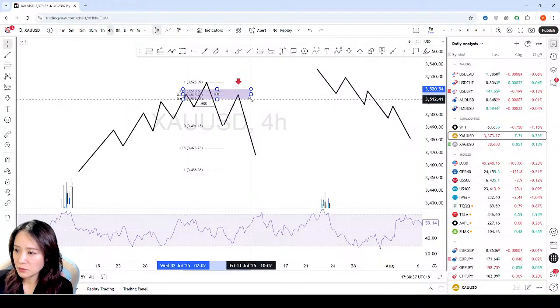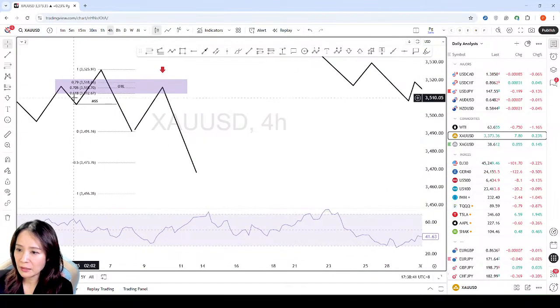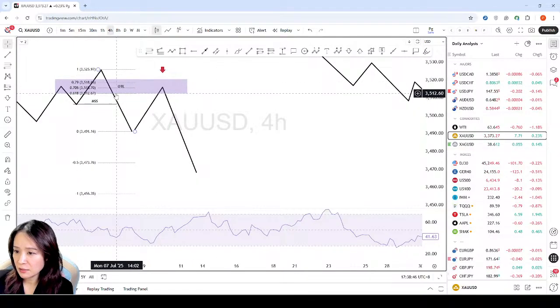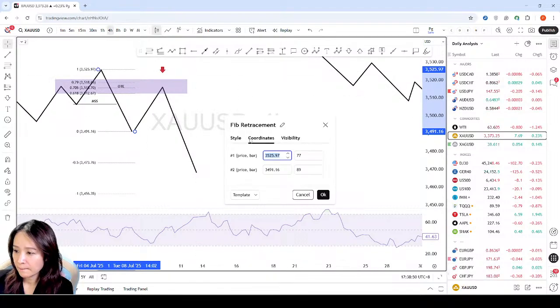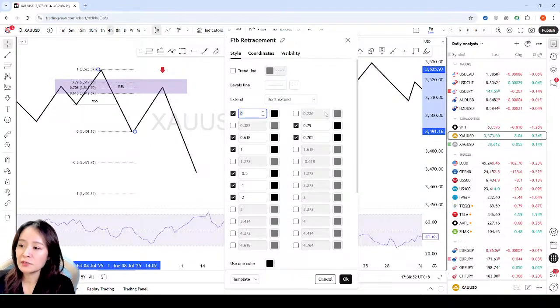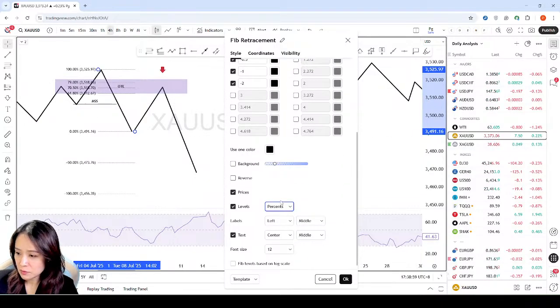Basically you wait for price to pull back to at least 61.8%, 70.5 or 79%. This is the setting. You can make screen captures. Whether you use the percentage or the values is up to you. I will put the values here.